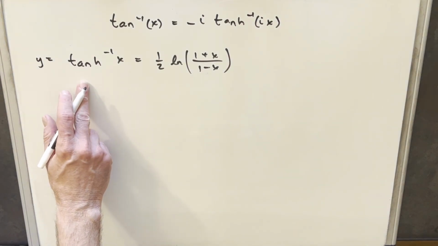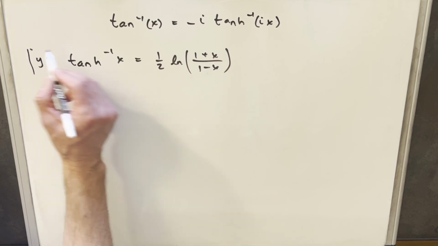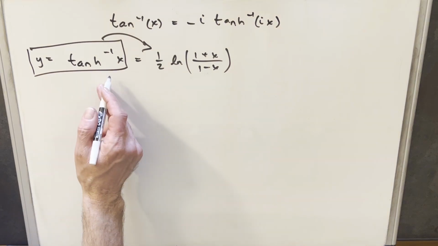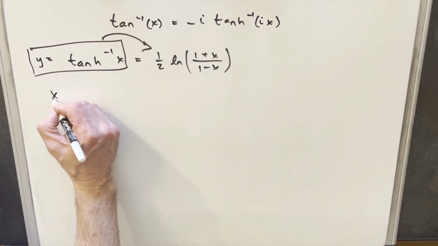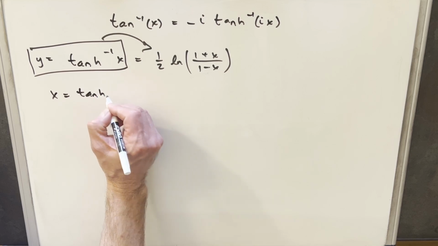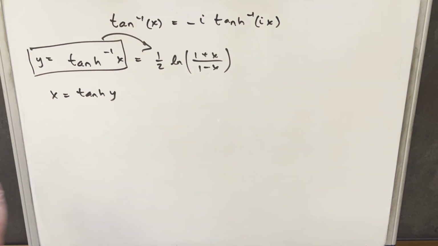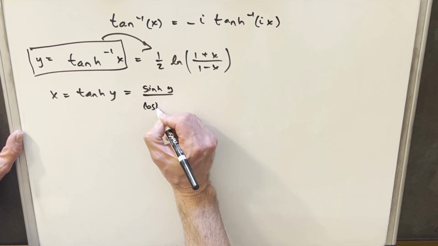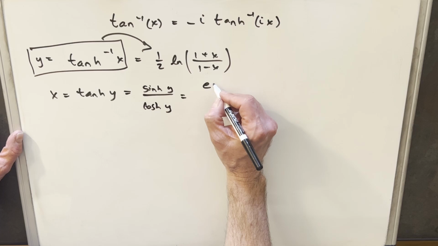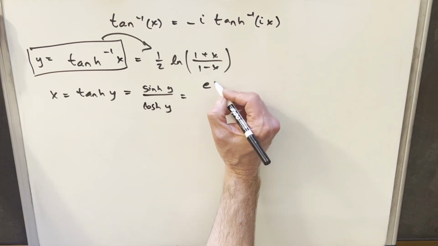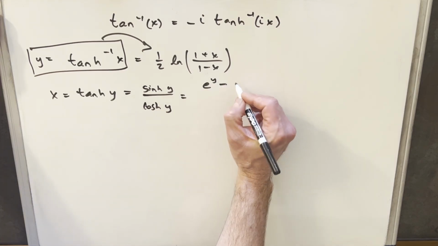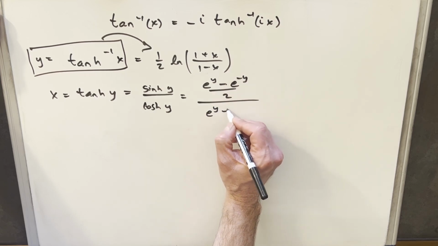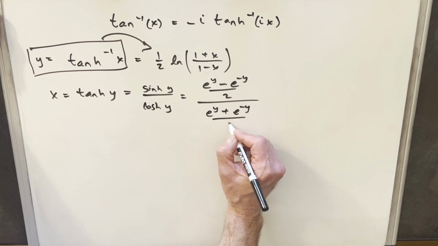So what I'll do is I'll create another variable. We'll set this equal to y, and we'll focus on the left side, going left to right here. Then just using the property of the inverse, we can say from this that x equals tanh y. And then real quickly, tanh y is the same thing as sinh y over cosh y. The definition of sinh is going to be e^y minus e^(-y) over 2. And then cosh is going to be really similar with a plus sign over 2.